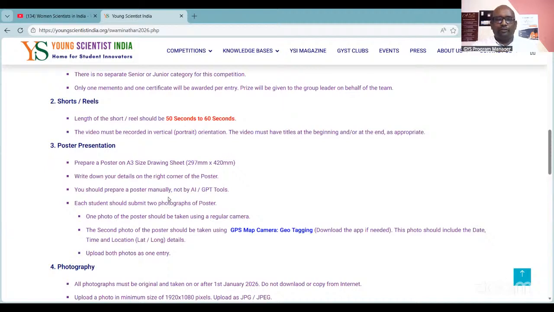After completion of your drawing, you have to send that poster to our Telegram group. How? Take a picture and send it to our group. Of course, there's one more add-on for this to identify this is the latest one.